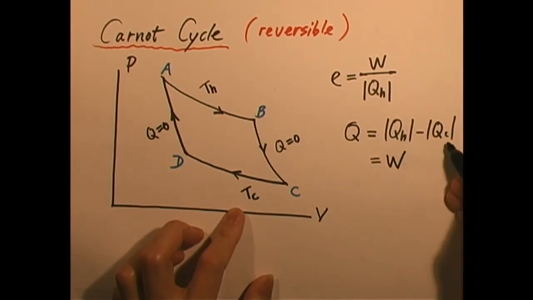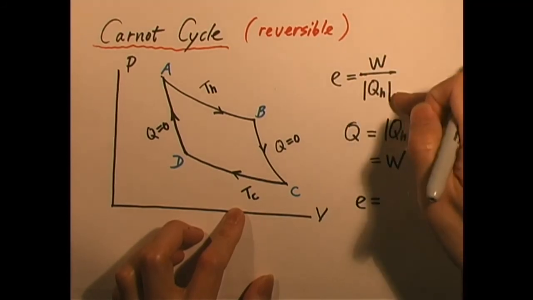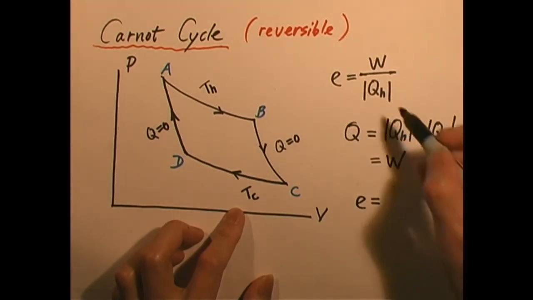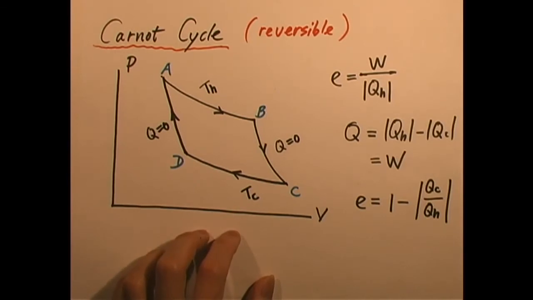So W equals QH minus QC, and therefore we say E equals W over QH, and that is QH minus QC divided by QH. So isn't that just 1 minus QC over QH? Okay, that is how you calculate efficiency. That's true for any cycle, not just the Carnot cycle.